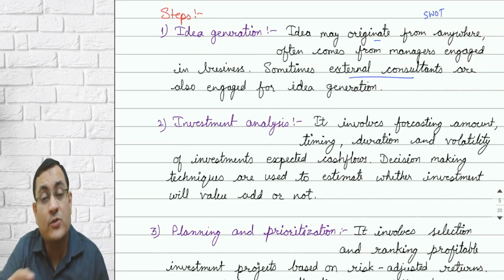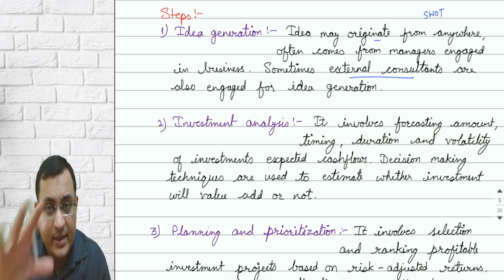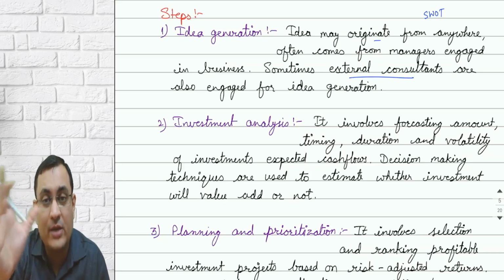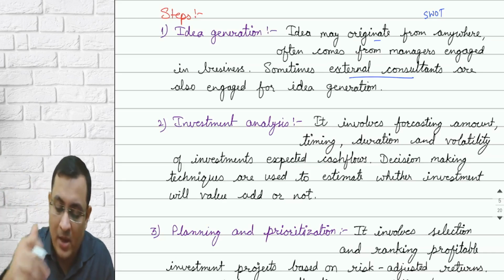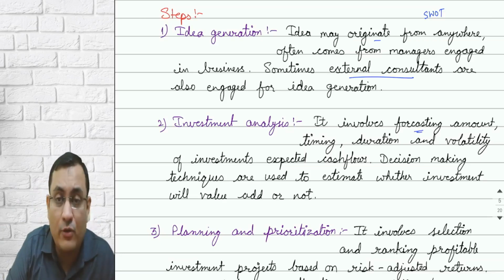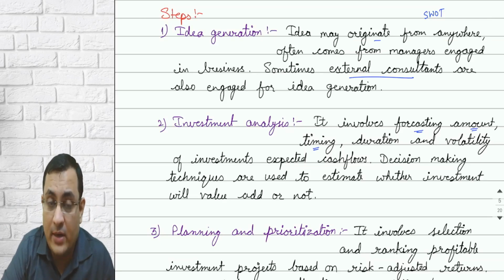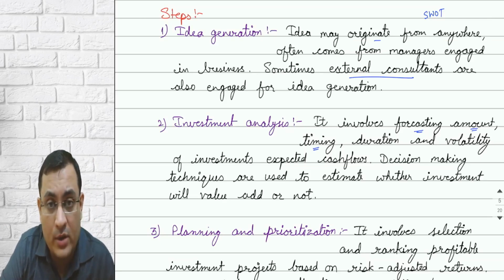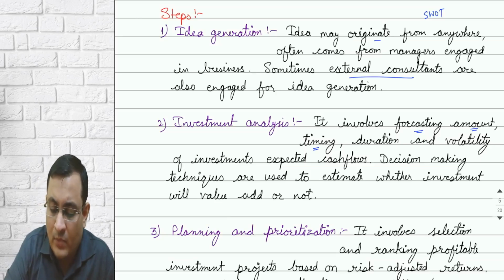Investment analysis means we are going to do some numerical calculation, whether this is generating risk adjusted return for the investors or not, more than what is required by them. So it involves forecasting. What forecasting? Amounts, timings. Timing is very important, because this is a long-term decision, it is going to involve more than one period. So discounting will be affected as per the timing, duration, and the volatility also.